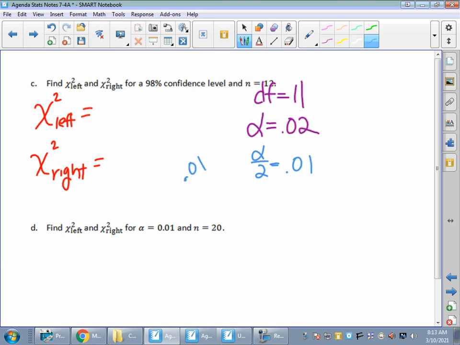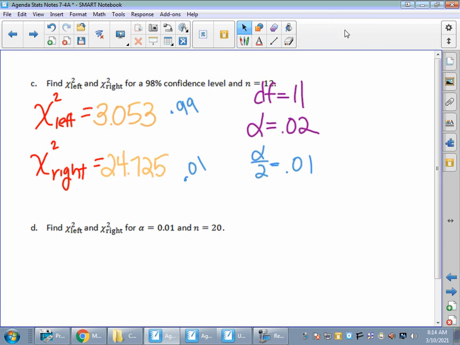That's what I'm going to look up for my chi-square right. 1 minus that would be a 0.99. That's what I'm going to look up for my chi-square left. According to my calculations, it looks like it's a 3.053. Tell me if I'm wrong there. For my chi-square left and my chi-square right, I got a 24.725.